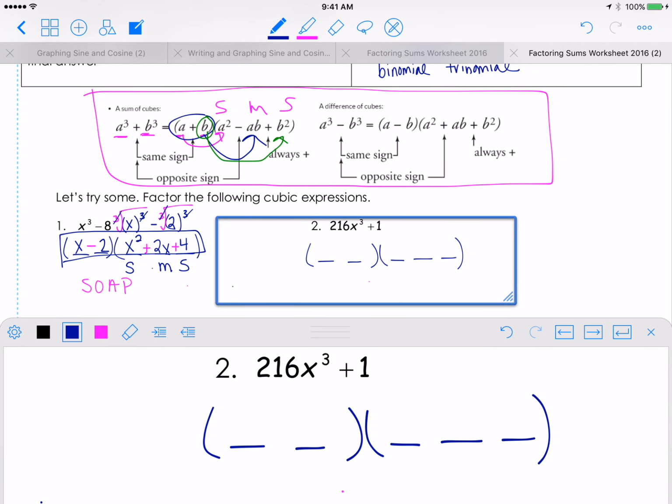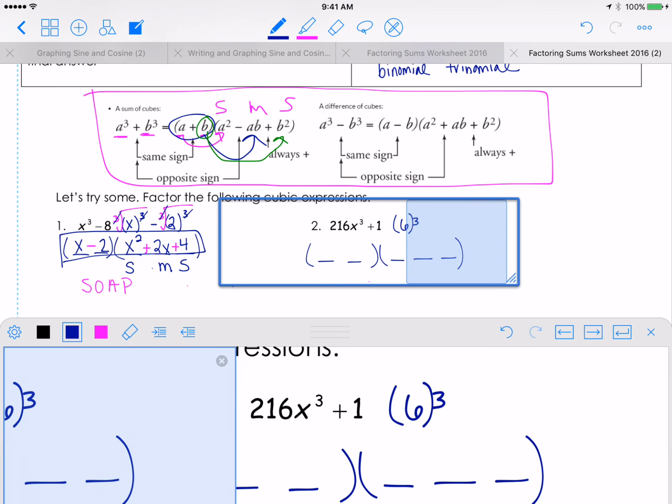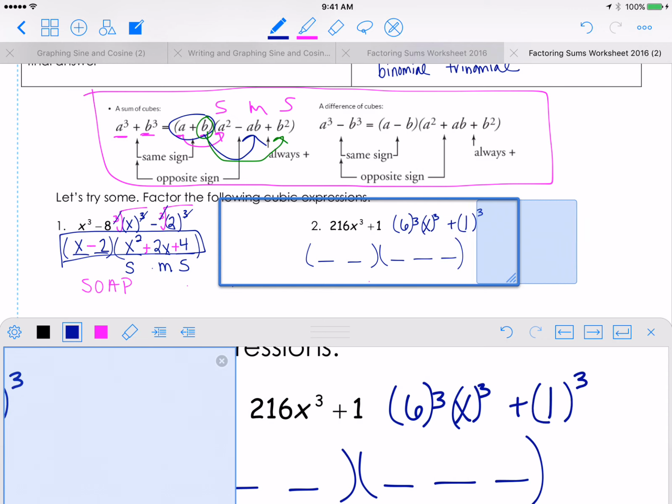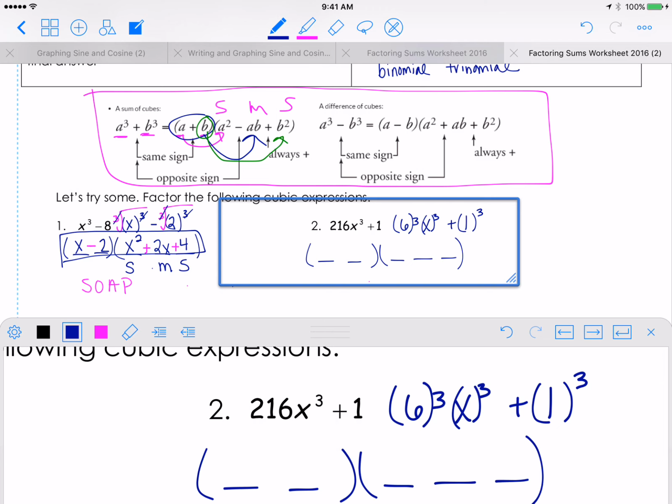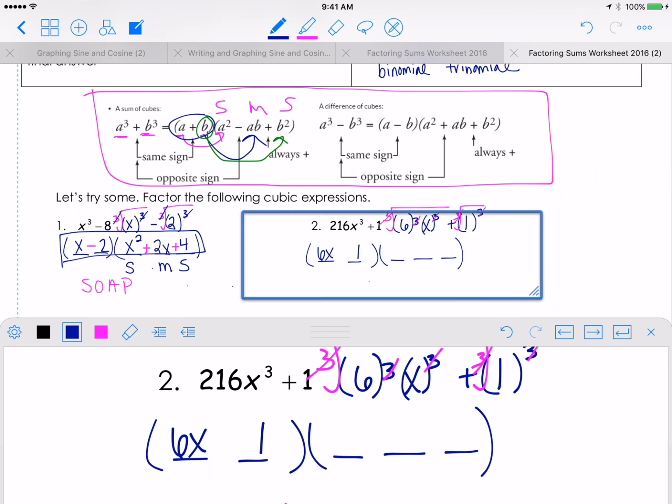Okay, so 216, the cube root of 216 is 6 cubed. We can rewrite that like that. And don't forget about your x. So we got to get x cubed. And then we have plus 1 cubed, because 1 times 1 times 1 is 1. So cube root all of those. So if we cube root this whole thing and we cube root the 1, these all get canceled. So we have 6x, and then we have 1. I hope everybody's on board with me.